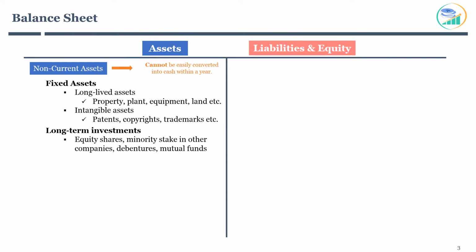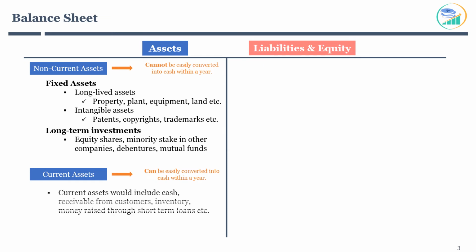The next category of assets is current assets. Current assets are the assets that can be easily converted into cash within a year. Current assets are used to fund company daily expenses. It includes cash, receivables from customers, product inventory, money raised through short-term loans, and so on. I hope you understand the asset side of balance sheet now. It's time to review the liability side.